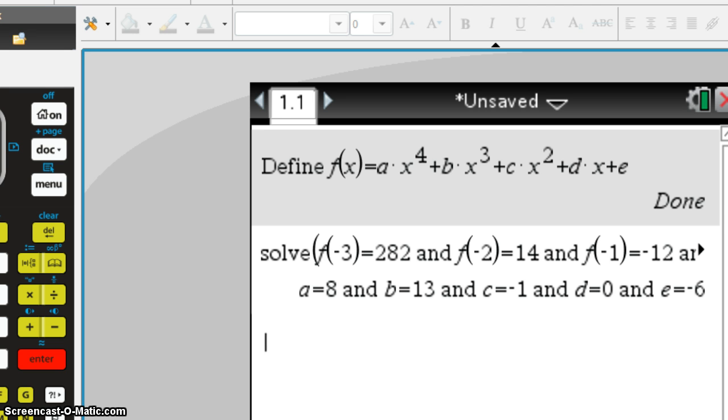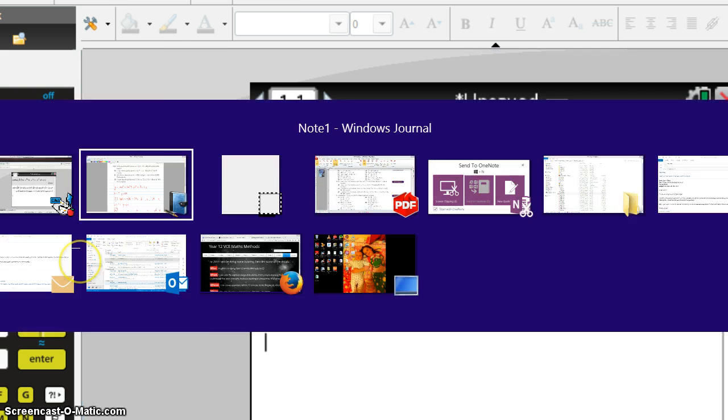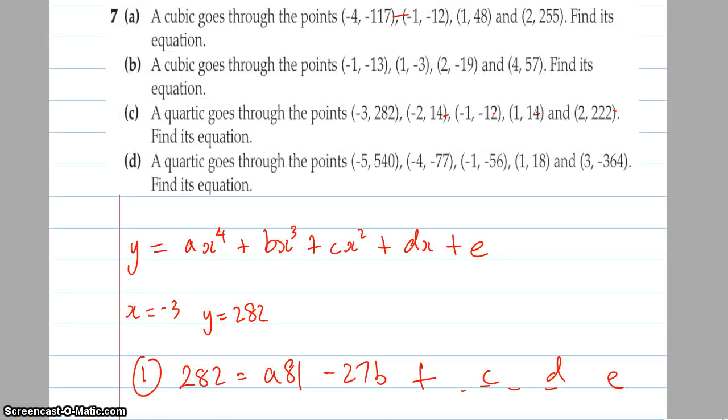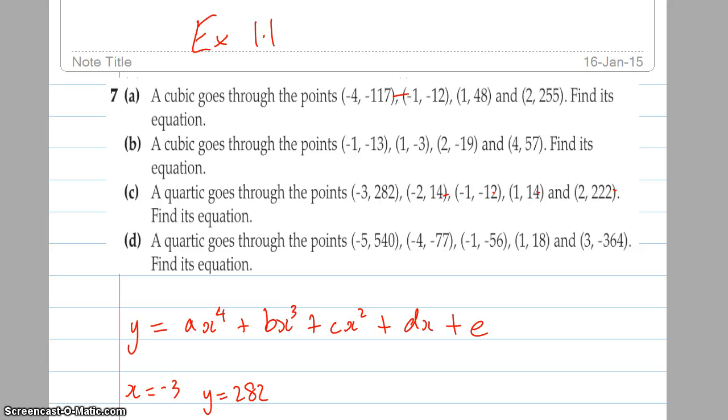And then I could write that equation out again. So it would be 8x to the power of 4 plus 13x to the power of 3 minus x to the power of 2. Notice the 0. And then minus 6. So that would be the answer to that one. We could have done that using simultaneous equations, but it would take too long and be way too tedious. So hopefully now you've understood how to do this one, at least by using the CAS calculator. It's essentially doing lots and lots of simultaneous equations, but much quicker than we could ever do by hand.